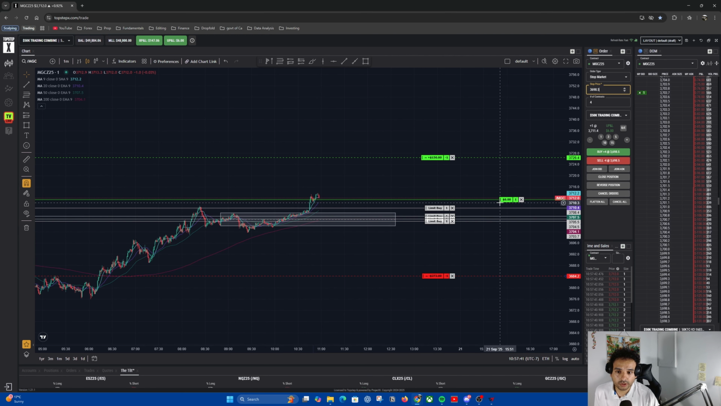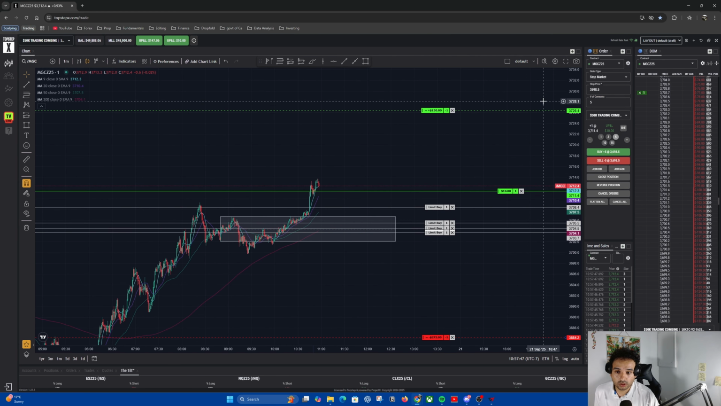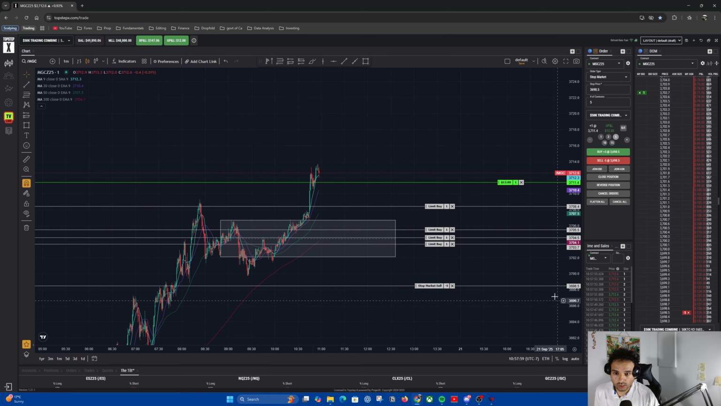Now we are going to see how much of a loss in total this trade is going to give us, if it gives us a loss. Now we will also average every one of these. I'll show you what I have done here. I'll make this all one order. I'll show you what I'm doing here.